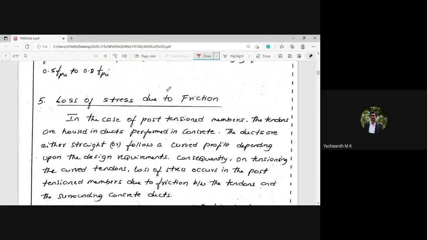Next, loss of prestress due to friction. Now please observe here, till now we have discussed the losses for the pre-tensioning system. As I stated, two more losses are going to be added. Those two more losses are frictional loss and anchorage slip.